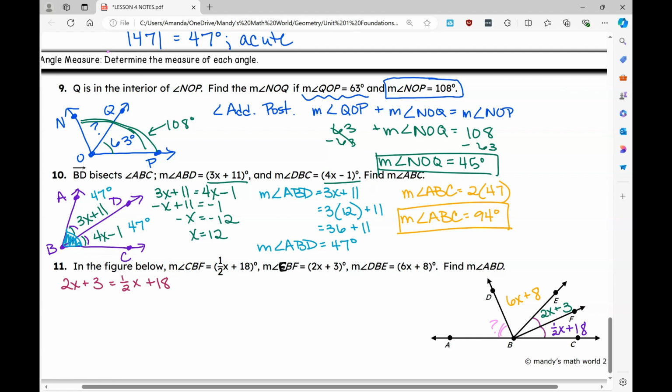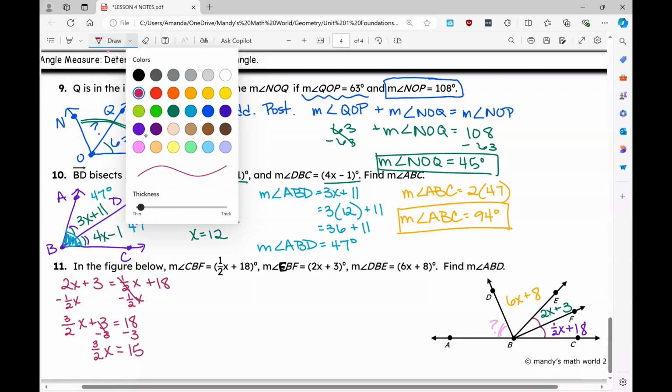Okay, the first thing I need to do is move the x's to one side. So I'm going to subtract 1/2 x from both sides. Okay, how do I do this? 2 over 1 is the same as 4 over 2. 4 over 2 minus 1 over 2 is 3 over 2. Right? So 2 minus 1/2 is 3 over 2. 3 over 2 x plus 3 equals 18. Now I'm going to subtract 3 from both sides. And I get 3 over 2 times x equals 15.